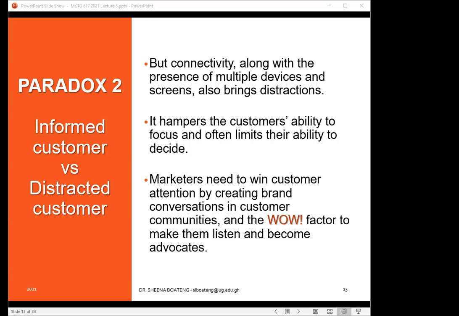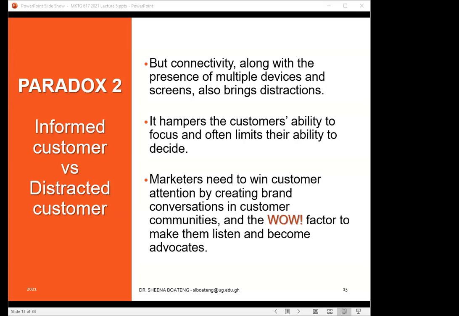And what happens is that it causes a distraction. Hence the paradox of the informed versus the distracted customer. Because where on one hand, they are getting all this information from all these sources, the distraction comes in when this information comes in huge volumes from all these different sources on all these multiple devices in real time, at the same time, hitting the customer.